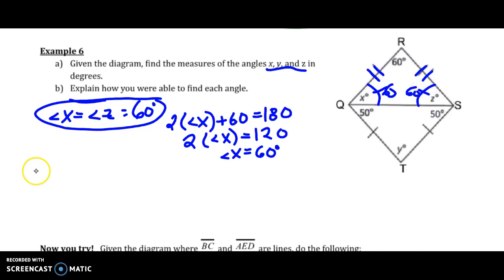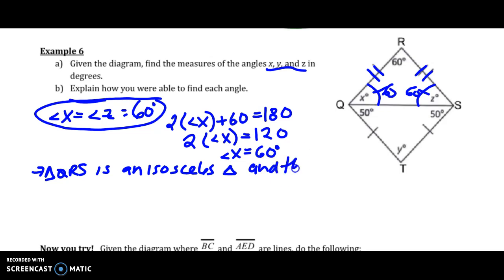And if we were going to explain, we can say that triangle QRS is an isosceles triangle, and the base angles are congruent. Actually, QRS is an equilateral, but that's not what we use to find it, but you could say that as well. So now we're going to focus on angle Y, which is the vertex angle.